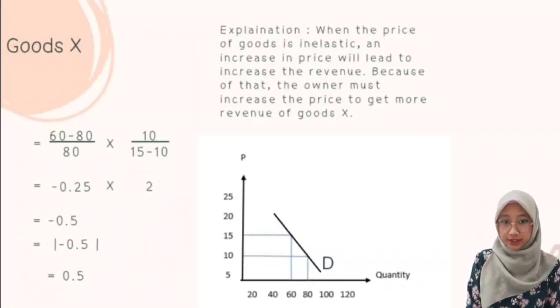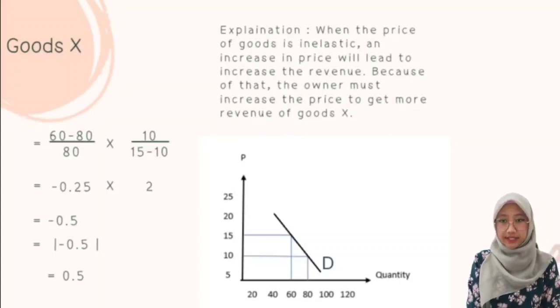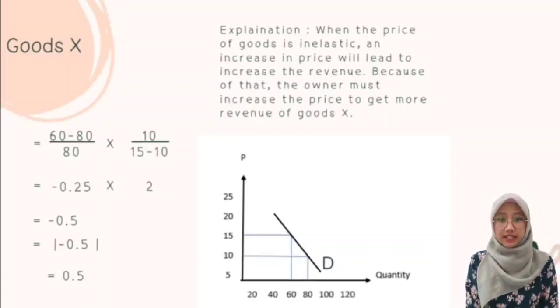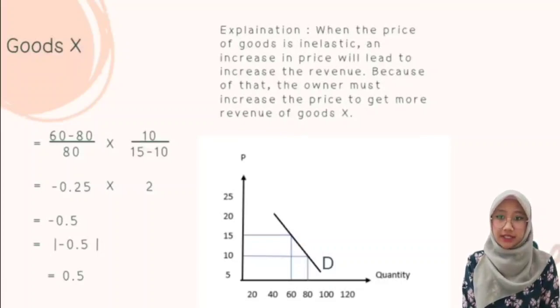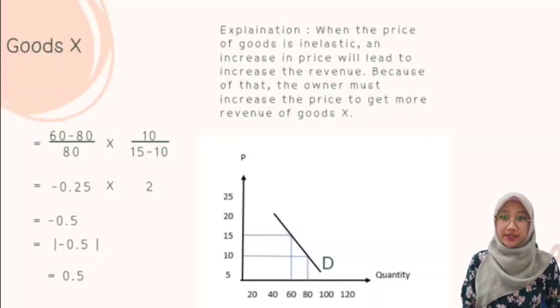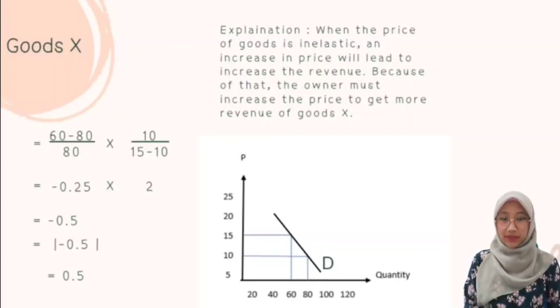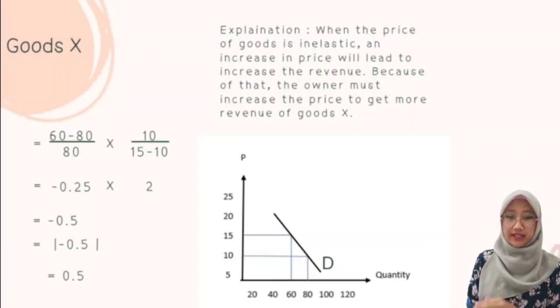After that, we take the modulus and get the positive answer. So the type of elasticity is inelastic because it is lower than 1. When the demand for a good is inelastic, an increase in price will lead to an increase in revenue. Because of that, the owner must increase the price to get more revenue of good X. So this is the diagram of our good X.